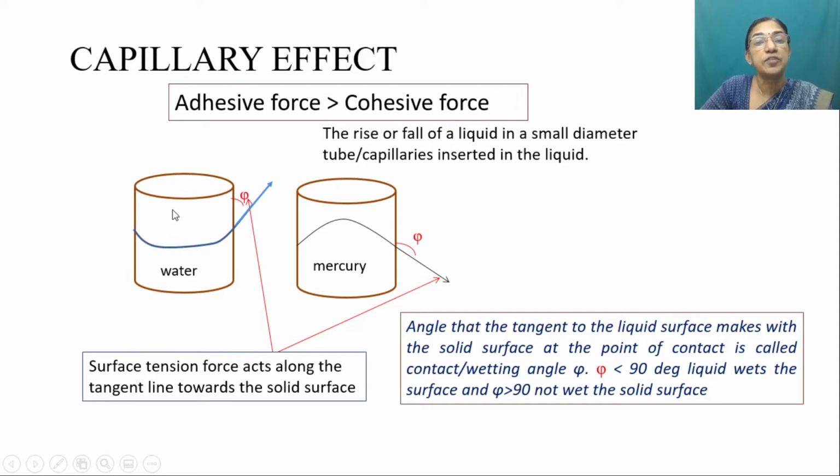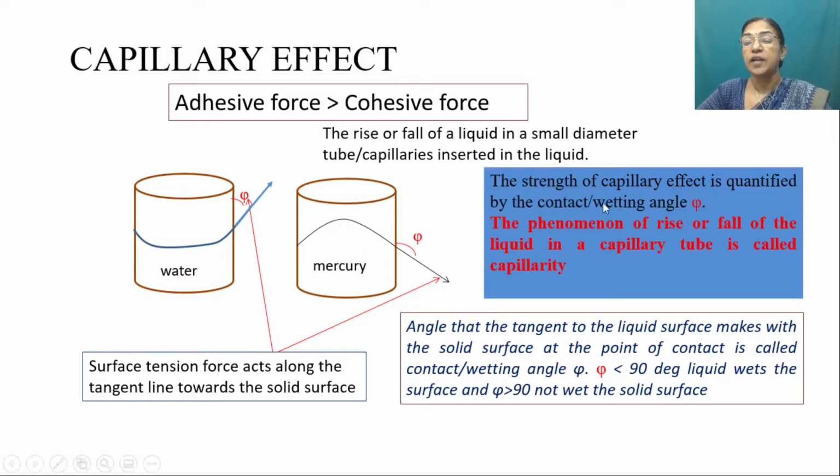Since the water wets the boundary, we call this a wetting fluid. Wetting fluid means adhesive force is more than the cohesive force. If you insert a rod in water and take it out, the rod is wetted with water. Or we can classify the liquid as wetting or non-wetting based on the value of this contact angle. If the phi value is less than 90 degrees, then the liquid wets the surface. Whereas if the angle of contact is more than 90 degrees, it is called a non-wetting fluid. Mercury is a non-wetting fluid, whereas water is a wetting fluid. The strength of the capillary effect is quantified by the wetting angle phi.